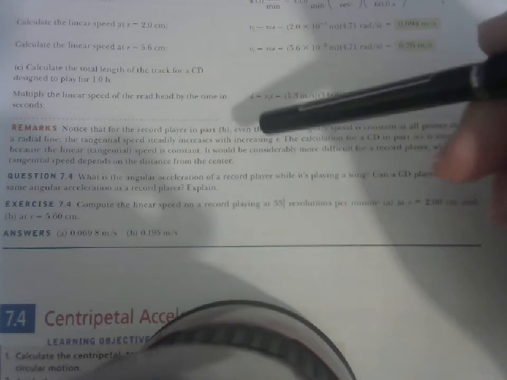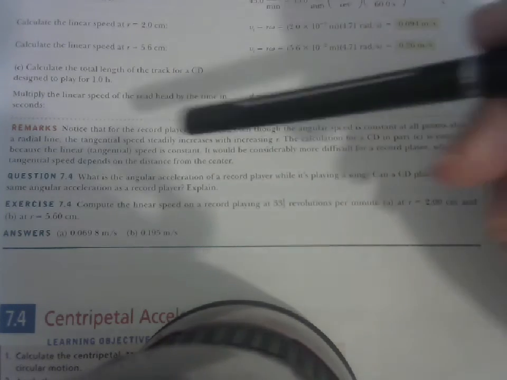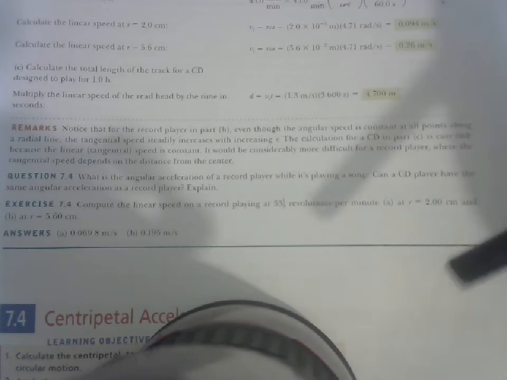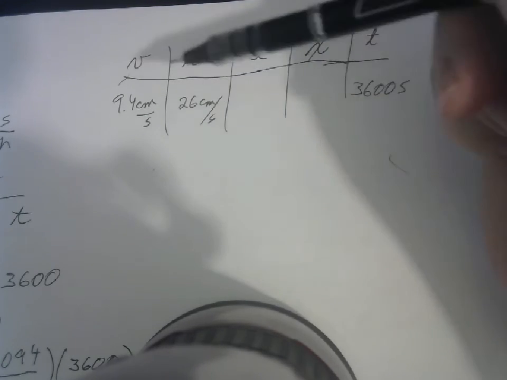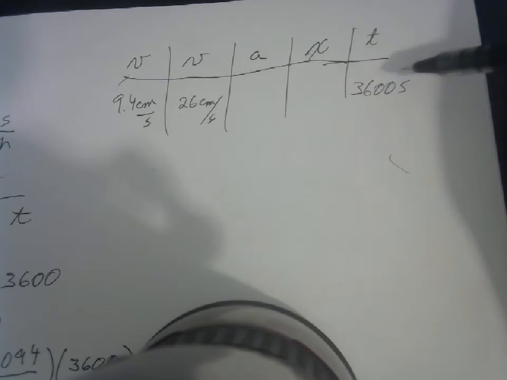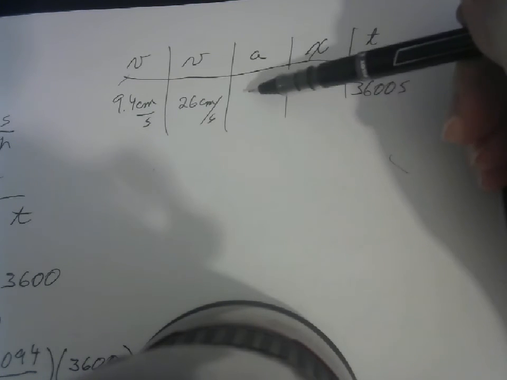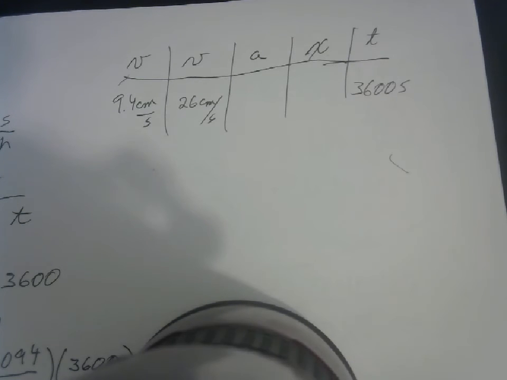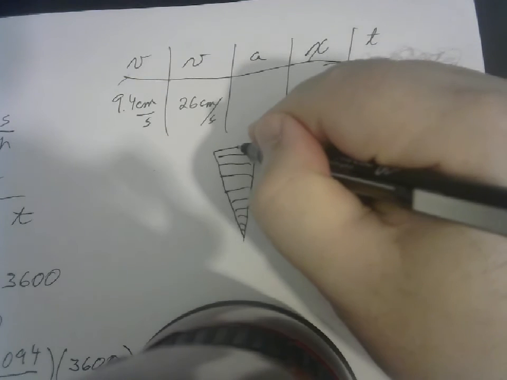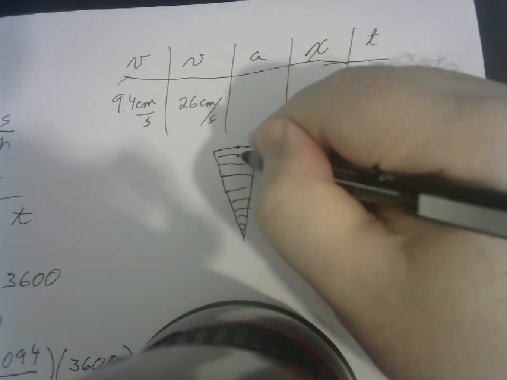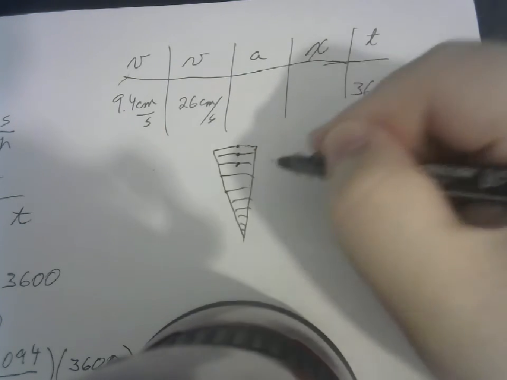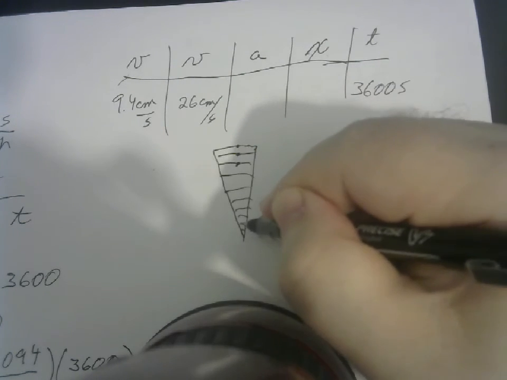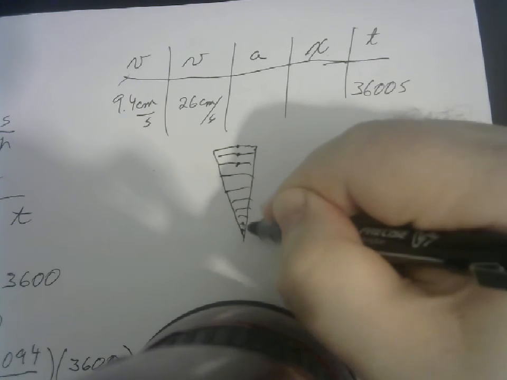It says it would be considerably more difficult for a record player where the tangential speed depends on the distance from the center. Now, my assumption was that it started out at 9.4 centimeters per second, and it ended at 26 centimeters per second, and it increased at a constant rate, and the acceleration was constant. But actually, it moves from this groove to this groove over a long period of time, and then it moves from this groove to this groove over a slightly shorter period of time. And when you get down here towards the center, it moves from this groove to this groove fairly quickly.